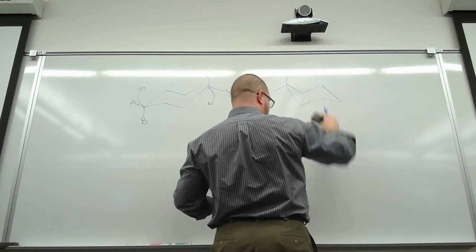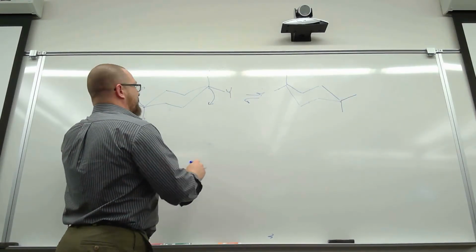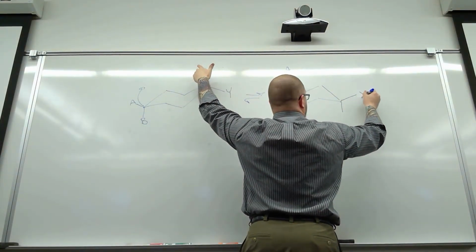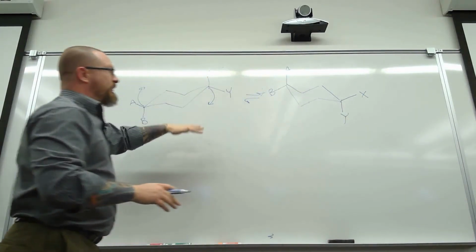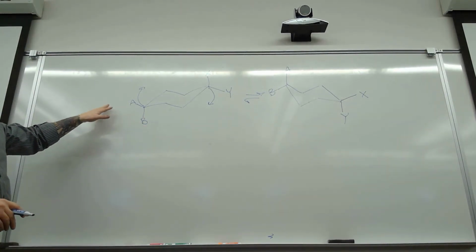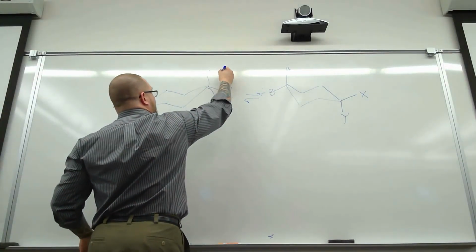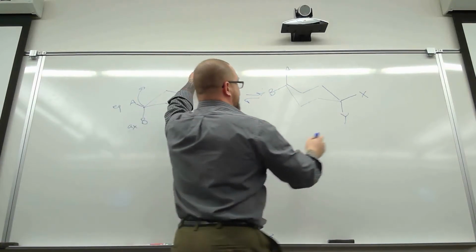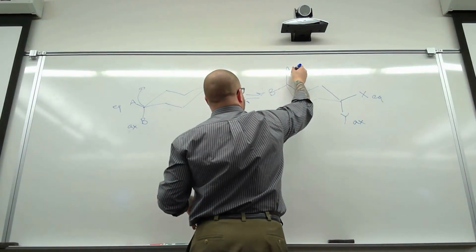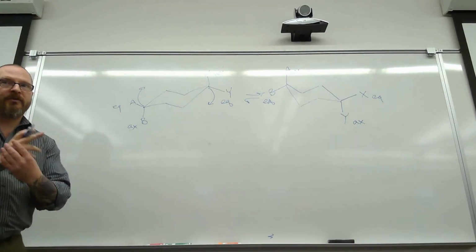So get rid of that. There we go. So top stays on top, bottom stays on bottom. Now, important thing with the ring flip: axial positions become equatorial, equatorial positions become axial. So this is equatorial, this is axial, this is axial, this is equatorial. X is now equatorial, Y is now axial, axial, equatorial. So that's our review of flipping rings.